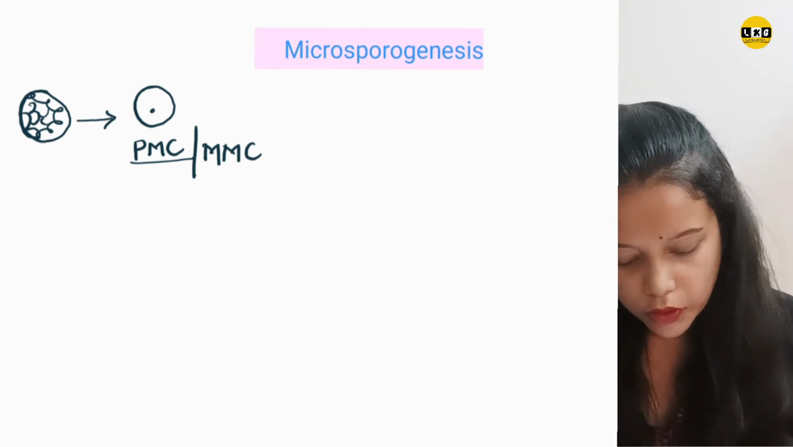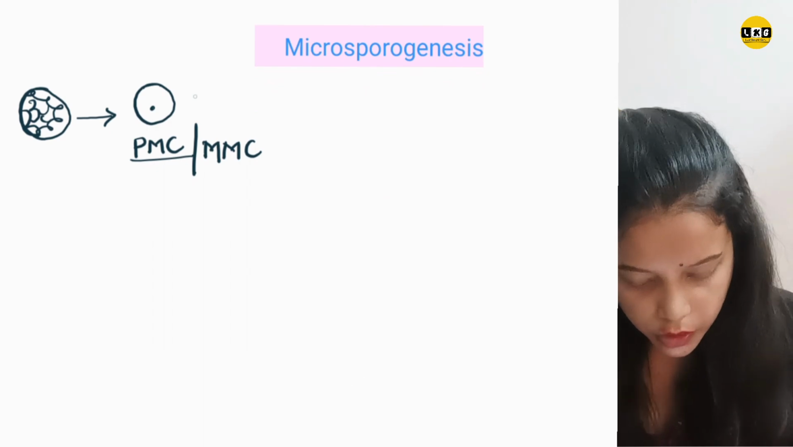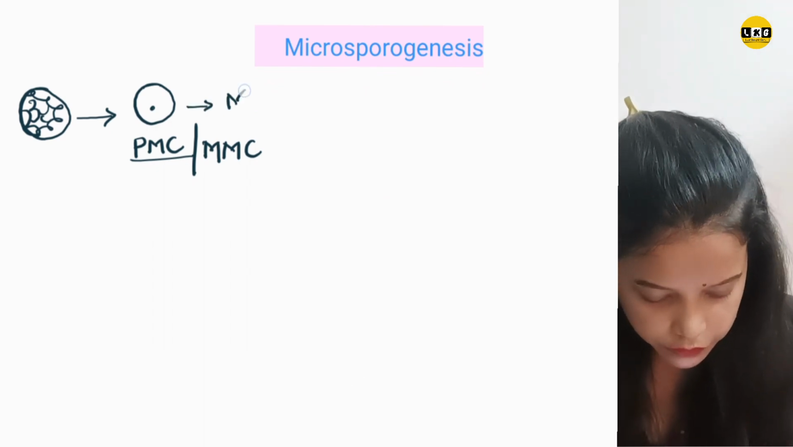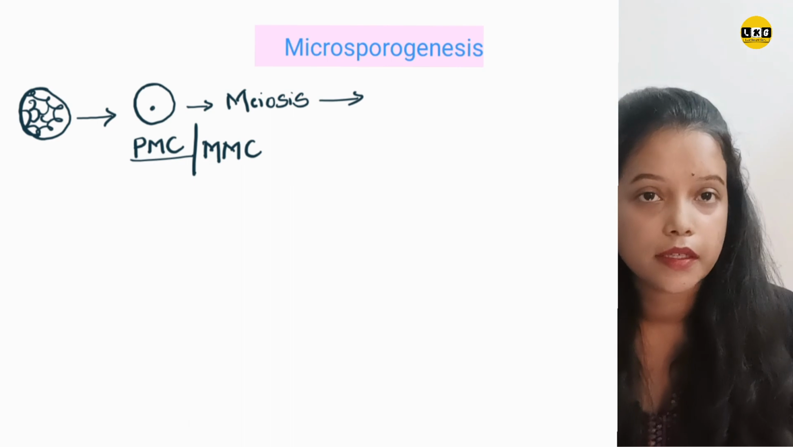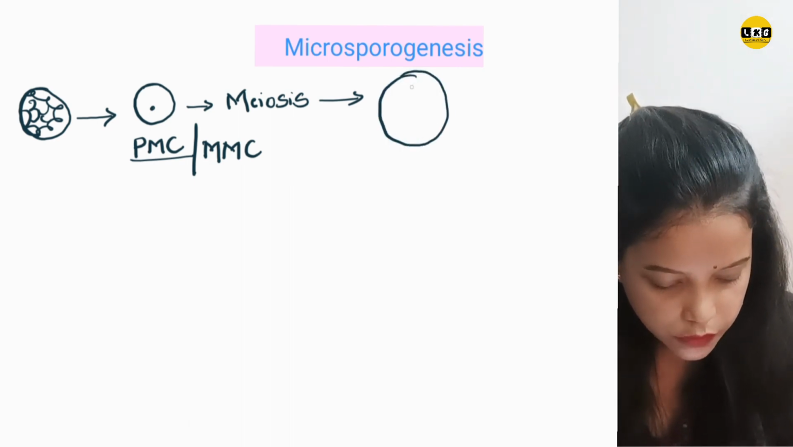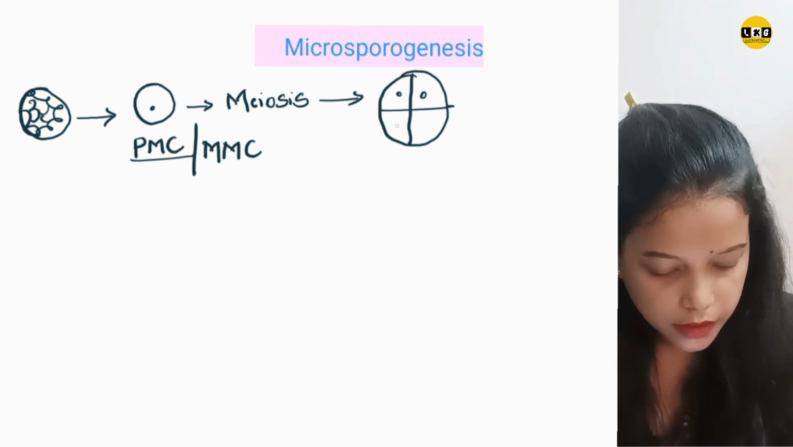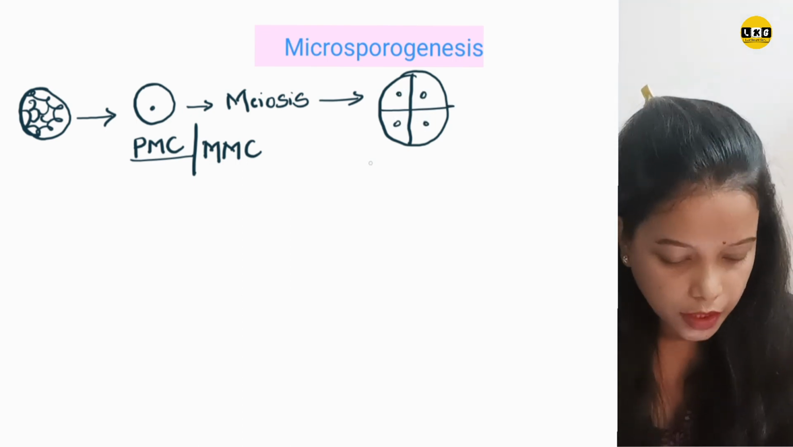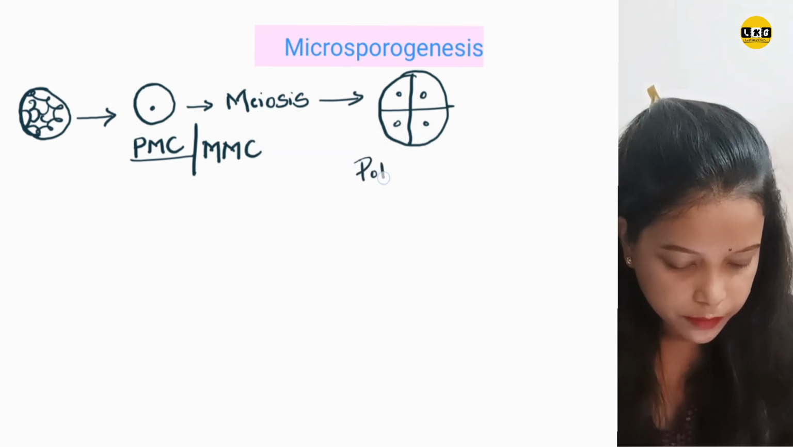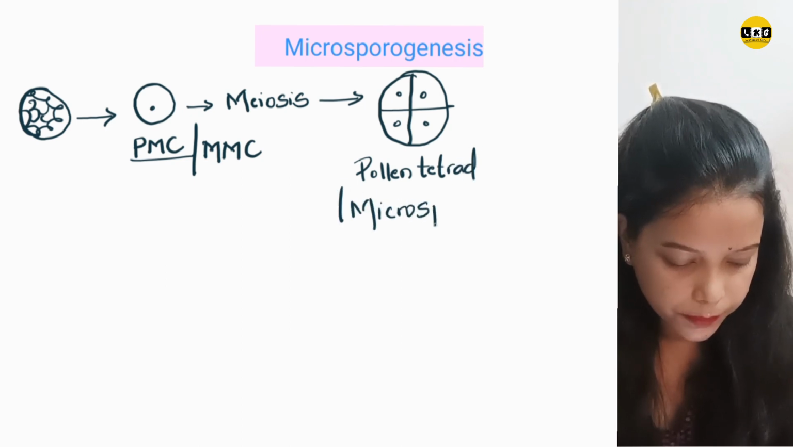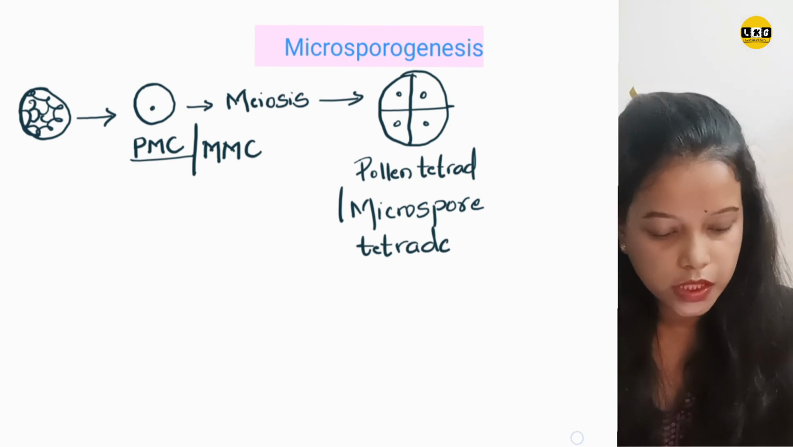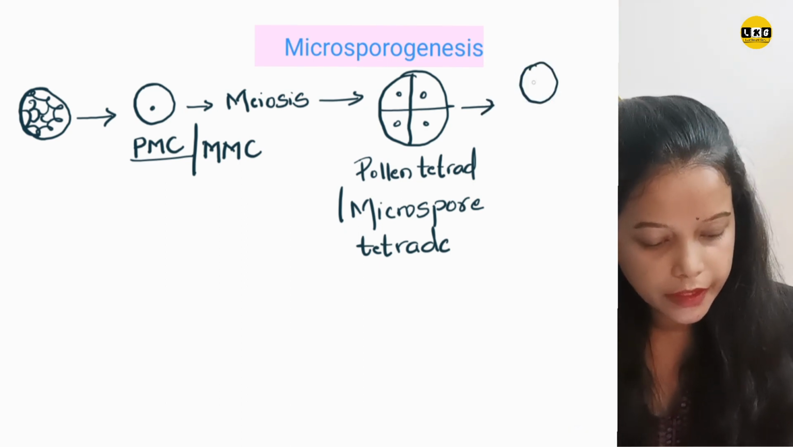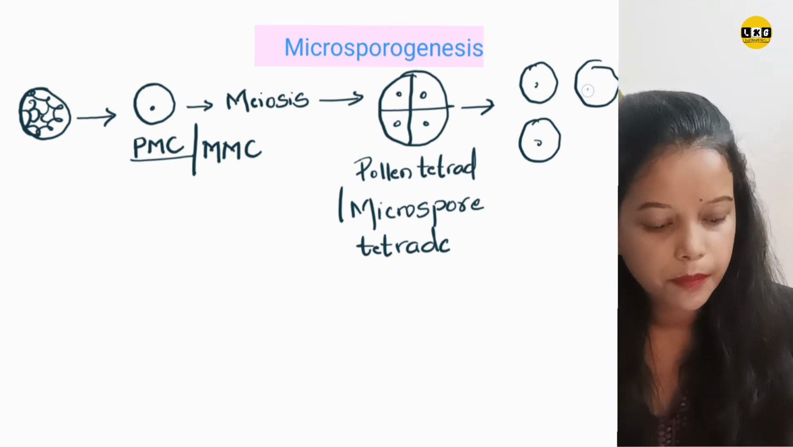Okay. So this pollen mother cell or microspore mother cell will undergo meiosis, which is a reductional division, and it gives rise to 4 cells which are not completely separated. Hence these 4 cells are nothing but the pollen tetrad or microspore tetrad. Further, when the anther matures, this pollen tetrad will separate and each cell becomes a pollen grain.